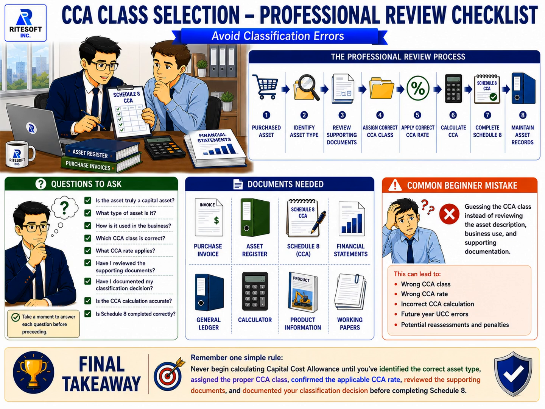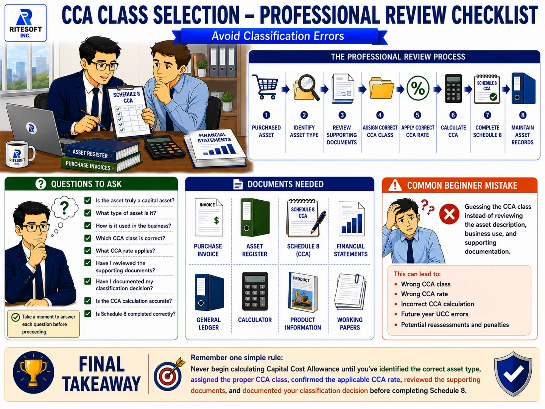To complete this review, tax preparers typically rely on several key documents. These include the purchase invoice, the fixed asset register, Schedule A, financial statements, the general ledger, product information, calculators, and supporting working papers. Each document provides information that helps verify the correct classification and supports the corporation's tax records.